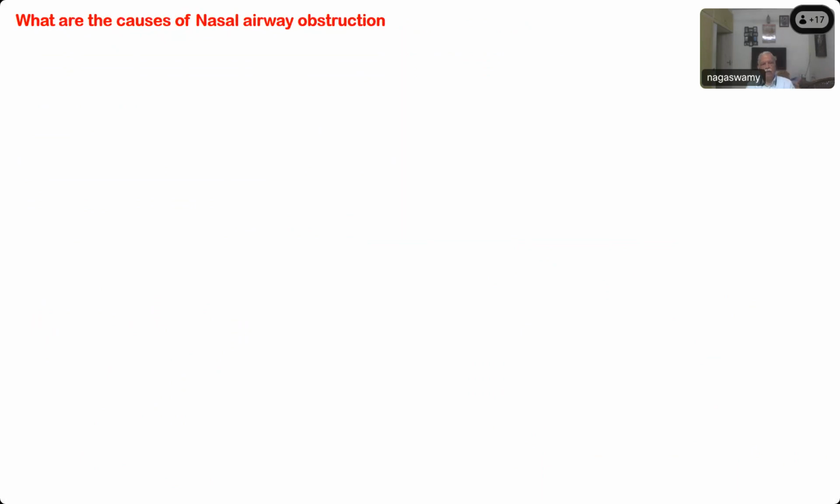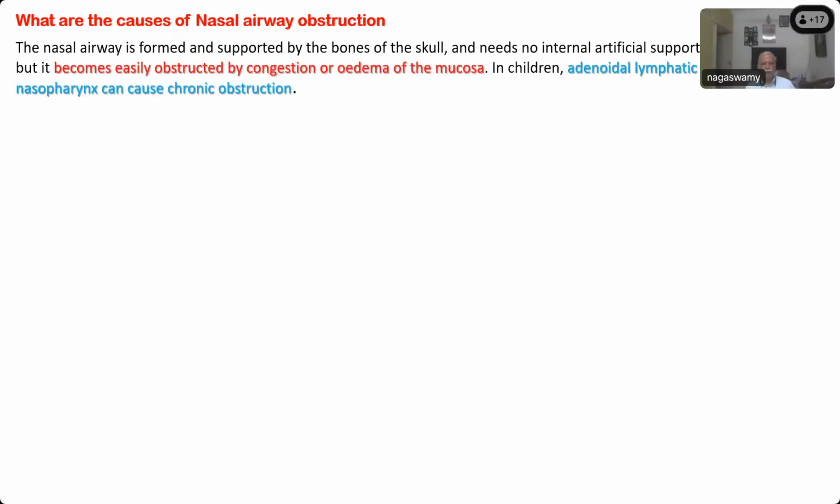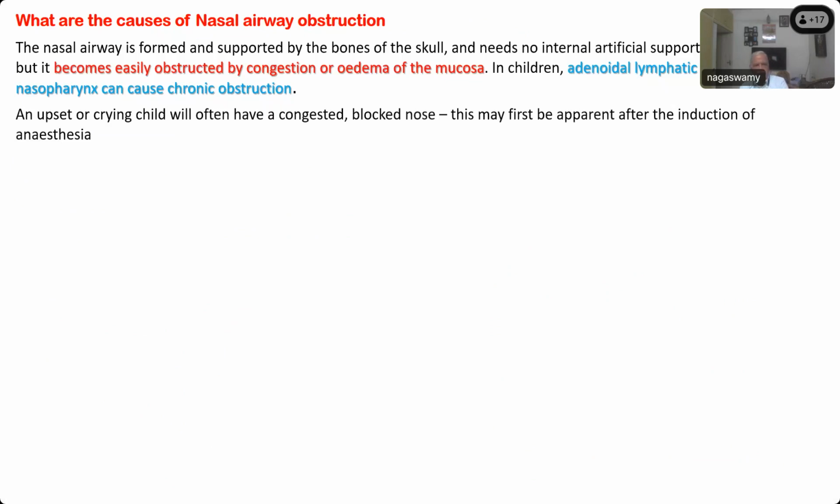What are the causes of nasal airway obstruction? Foreign bodies, sir. Deviated nasal septum. Natural causes, yes. Turbinates. The nose is formed and supported by bones of the skull, so it needs no internal artificial support to keep it open, but it becomes easily obstructed by congestion or edema of the mucosa, especially in children. Adenoid lymphatic tissue in the nasopharynx can cause chronic obstruction in children. An upset or crying child will often have a congested, blocked nose. This may be first apparent during induction of anesthesia.